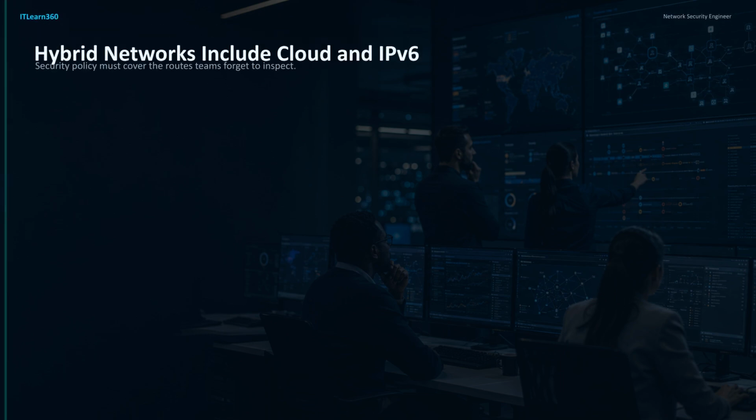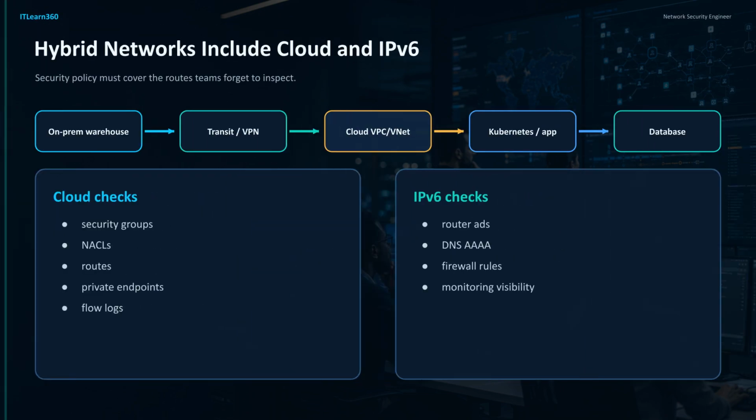Hybrid network security requires the engineer to follow policy across on-premises, transit connections, cloud VPCs or VNets, load balancers, Kubernetes environments, and application services.